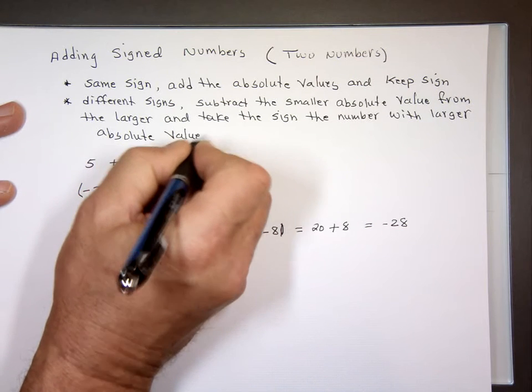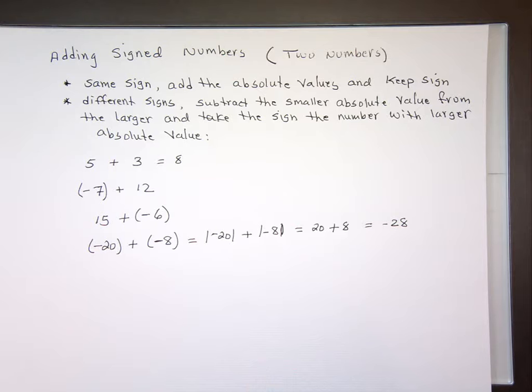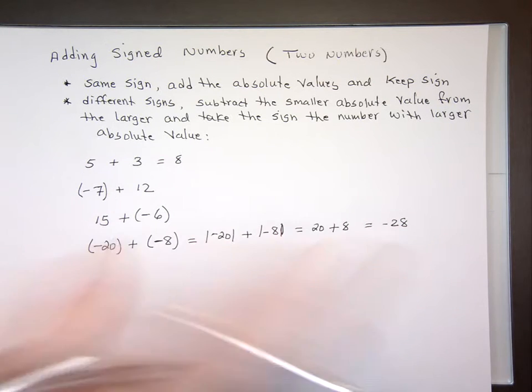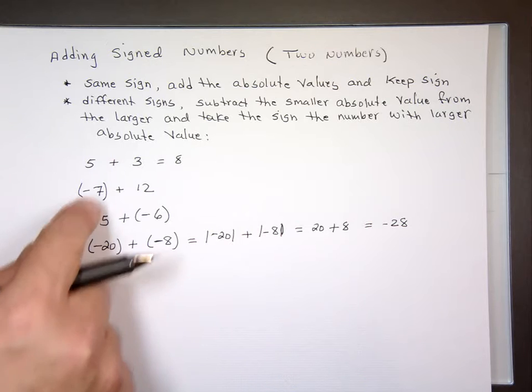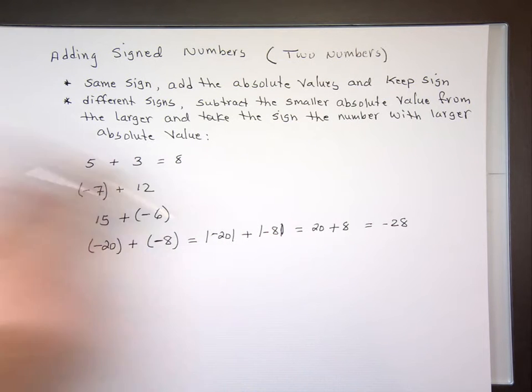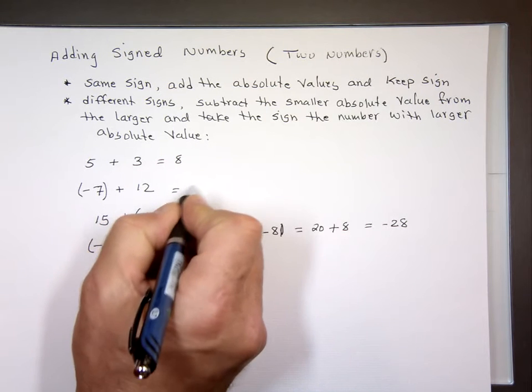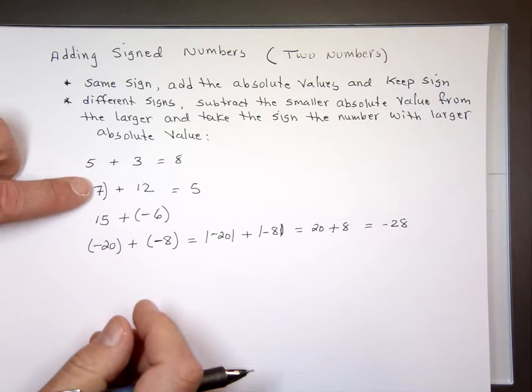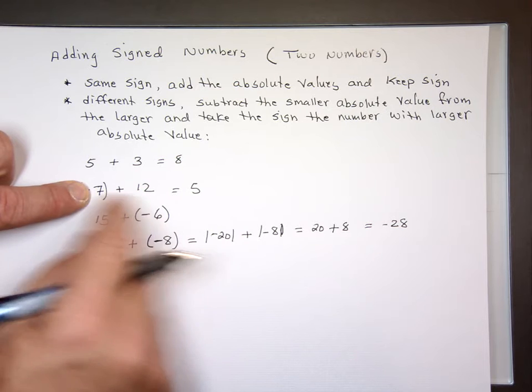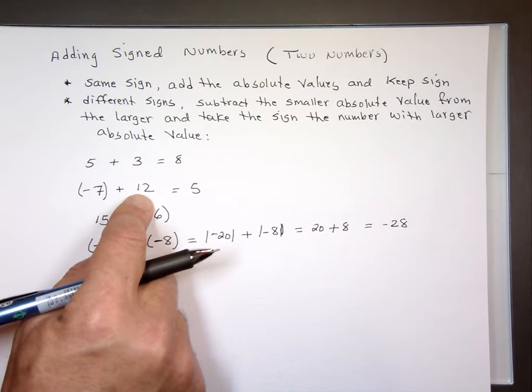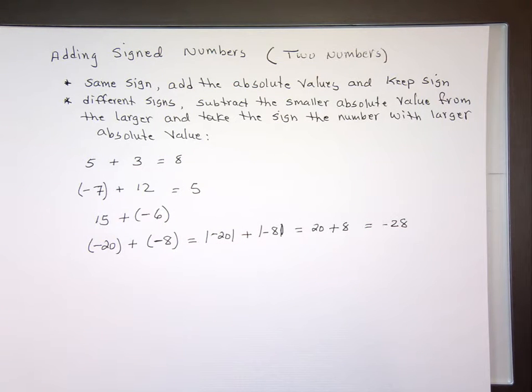So in English translation, don't pay attention to the sign, just ignore them when you have different signs. Don't look at the sign. Subtract the smaller from the larger. What is 7 from 12? 5. And don't pay attention to the sign. Which one's bigger, 7 or 12? What's the sign of 12? Positive. It's a positive 5.